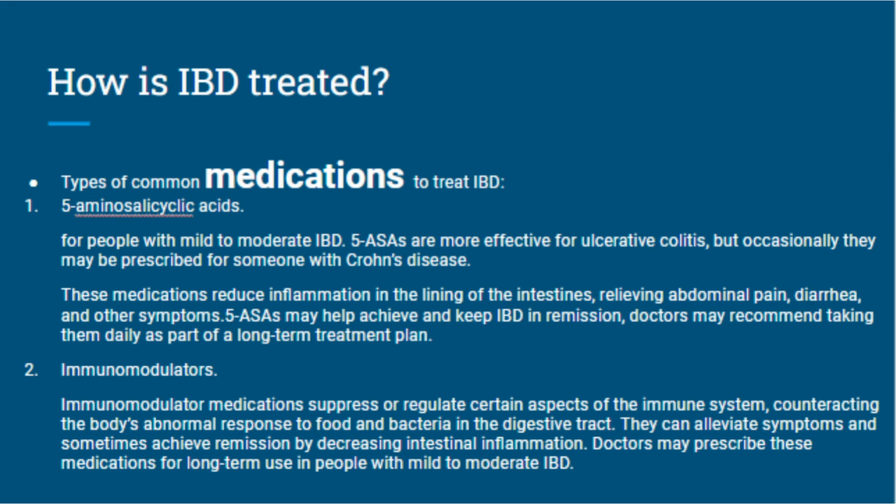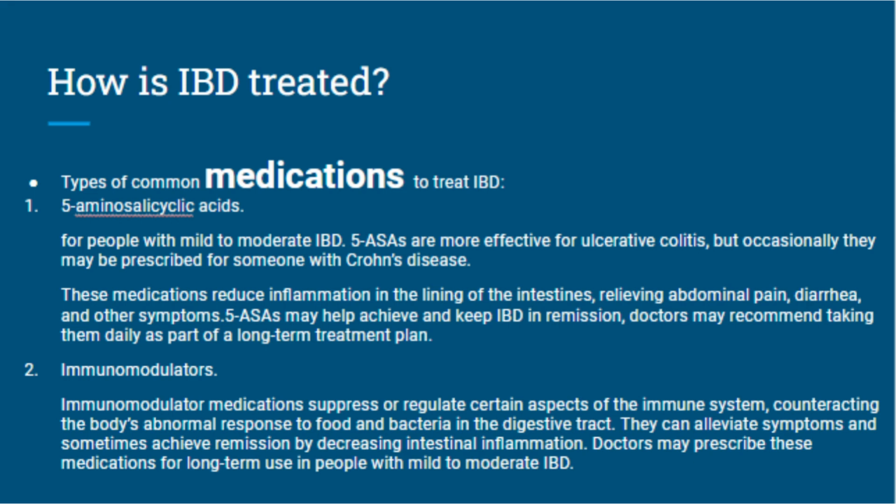5-aminosalicylic acids, for people with mild to moderate IBD. 5-ASAs are more effective for ulcerative colitis, but occasionally they may be prescribed for someone with Crohn's disease. These medications reduce inflammation in the lining of the intestines, relieving abdominal pain, diarrhea, and other symptoms. 5-ASAs may help achieve and keep IBD in remission. Doctors may recommend taking them daily as part of a long-term treatment plan.